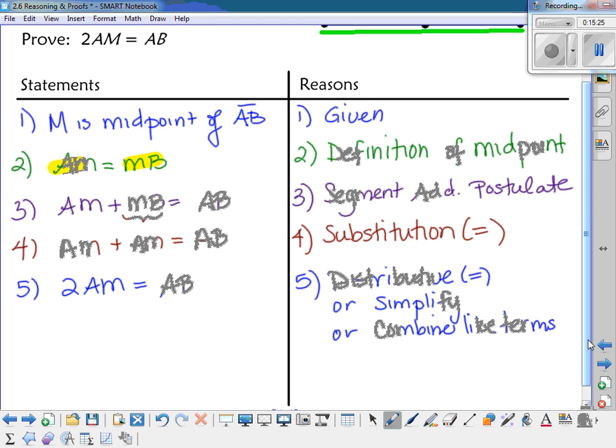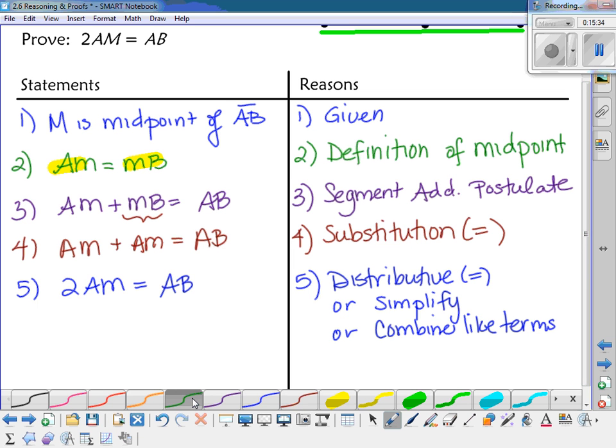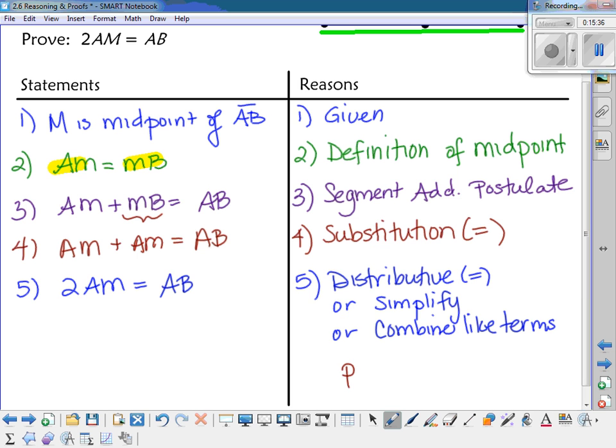A reason that you will never, ever have, a reason I never want to see, is prove. That is not a reason. That is what you're trying to do. So don't ever let me see that as a reason on one of your proofs. That's what you're doing. It's not a reason. Okay? So please never have that on your proof.